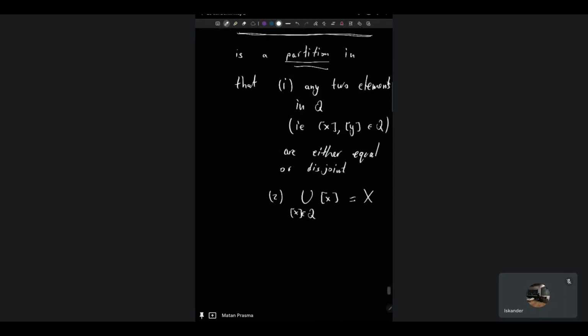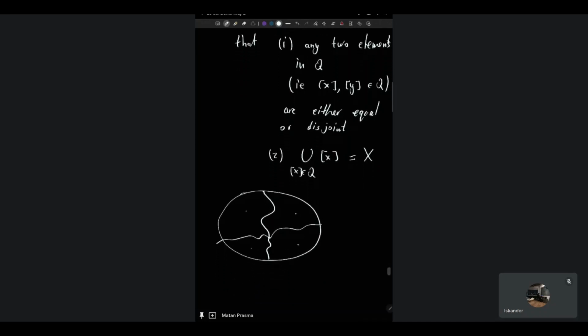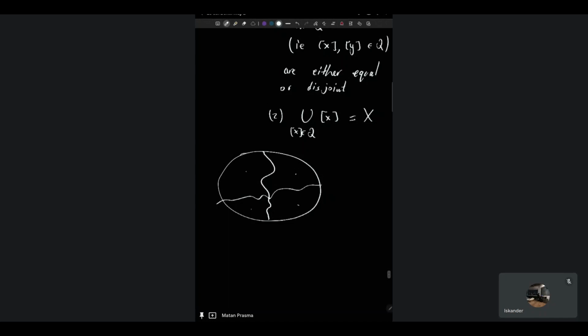Okay, and the picture again is that equivalence relations always give you some partition of the original set into disjoint parts that cover the entire set X. Any questions so far?